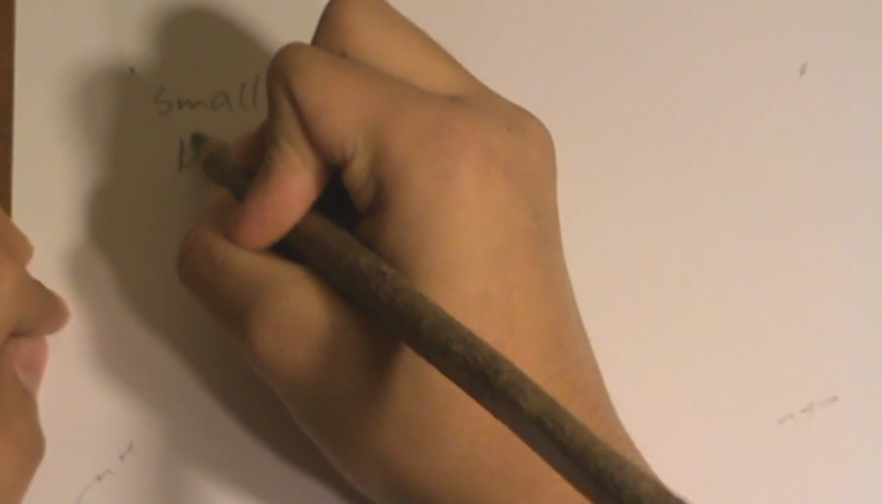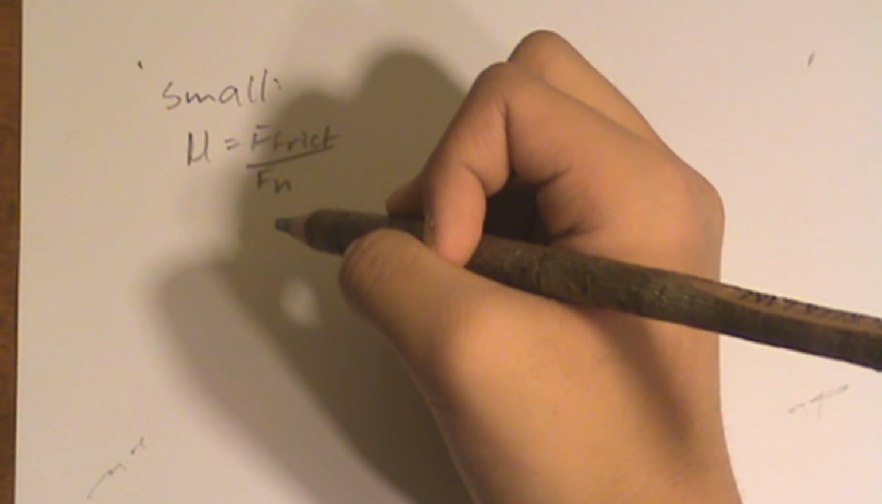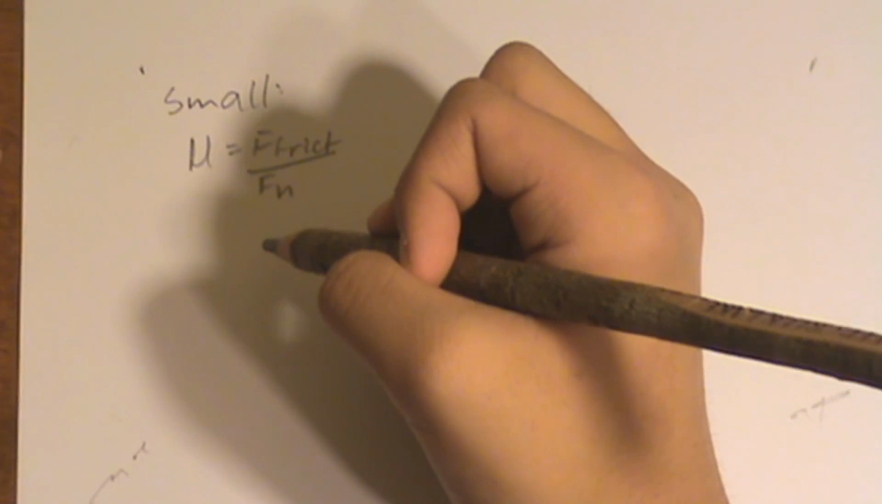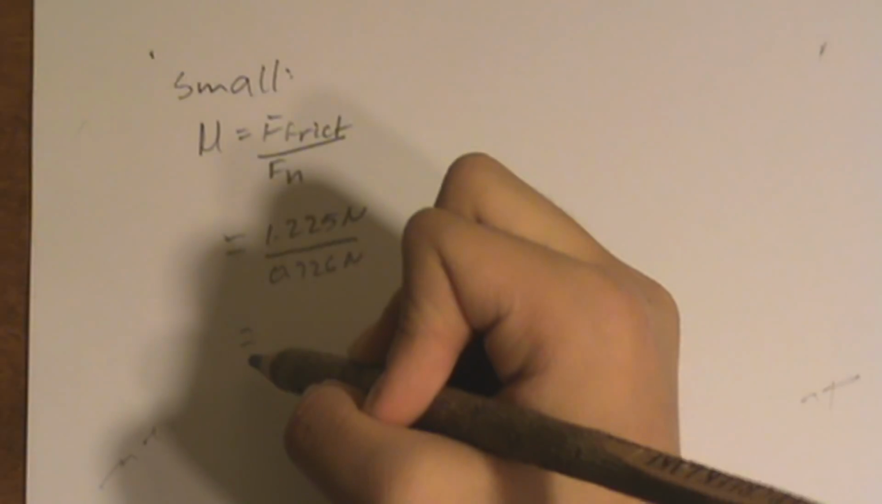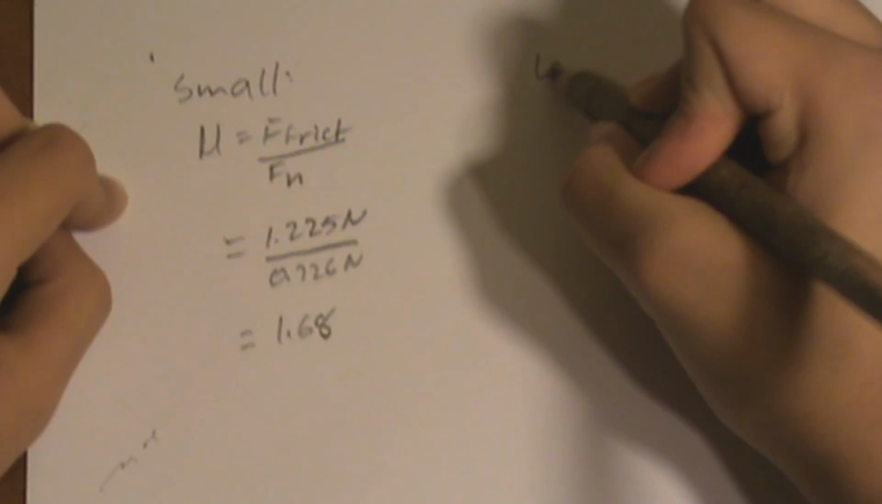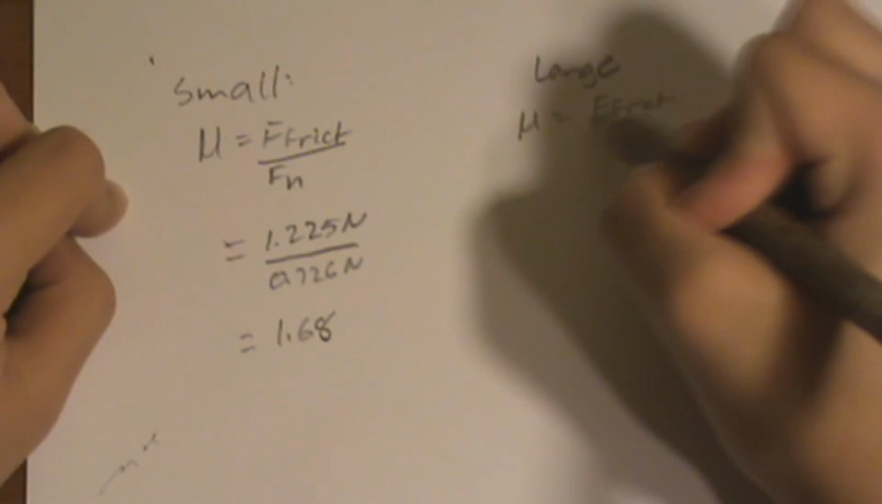Using our equations, we can solve for mu by setting mu equal to F frict divided by Fn. Divide both sides by Fn. We plug in our values, and F frict is 1.225 newtons for the small phone case. Fn for that same phone case is 0.726 newtons. We solve and we get 1.68 as our mu.